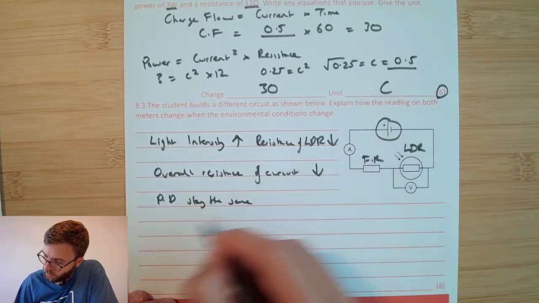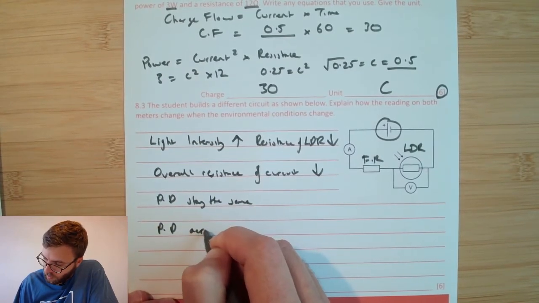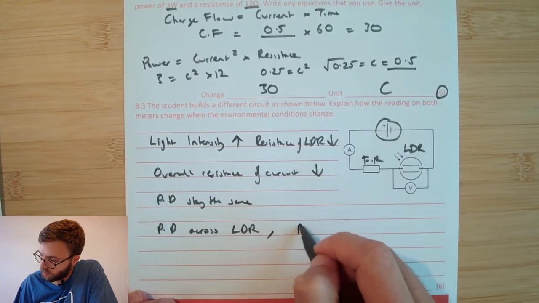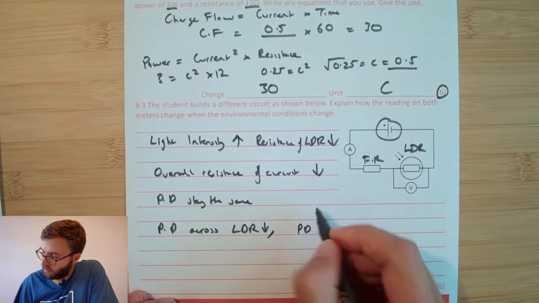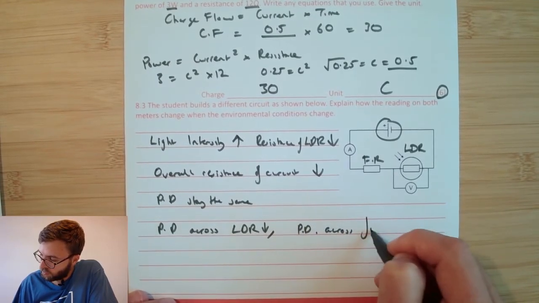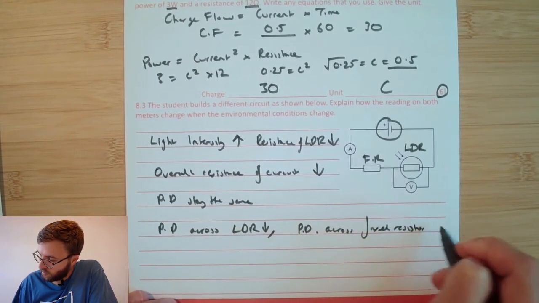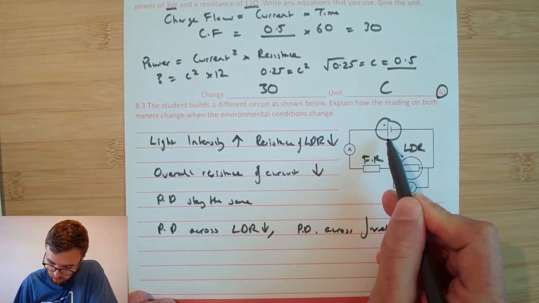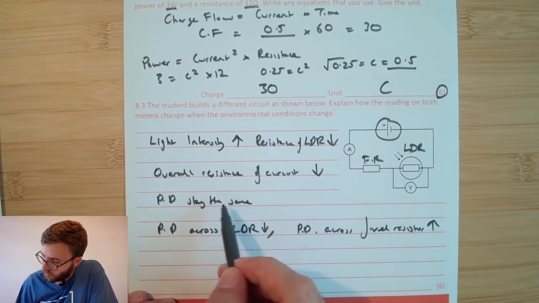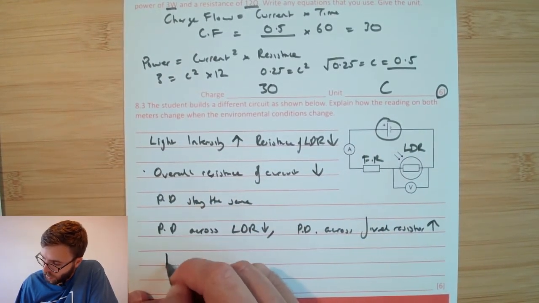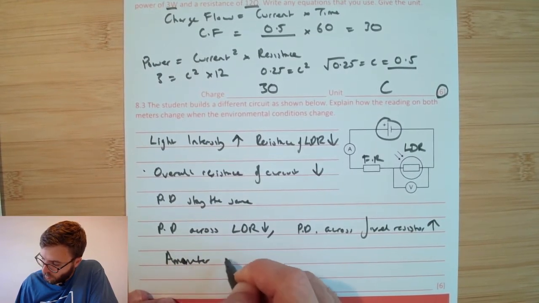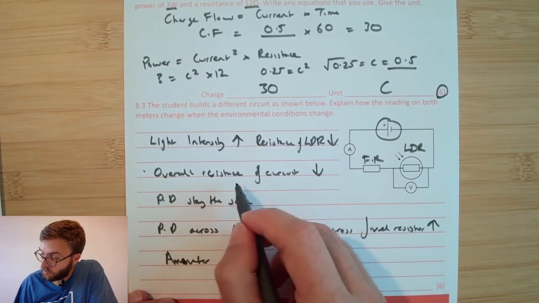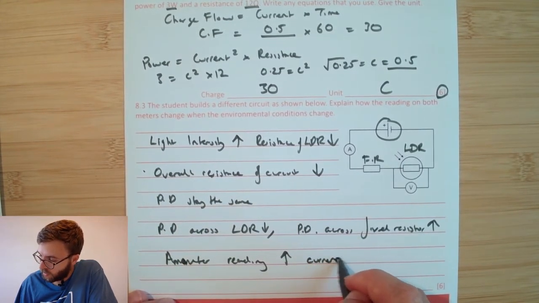Potential difference will therefore decrease across the LDR. So the potential difference across the fixed resistor will therefore have to increase to keep the same total potential difference across the circuit. And because the total resistance of the circuit has decreased, like we said here, the ammeter reading will increase because a decreased resistance means the current will have increased.